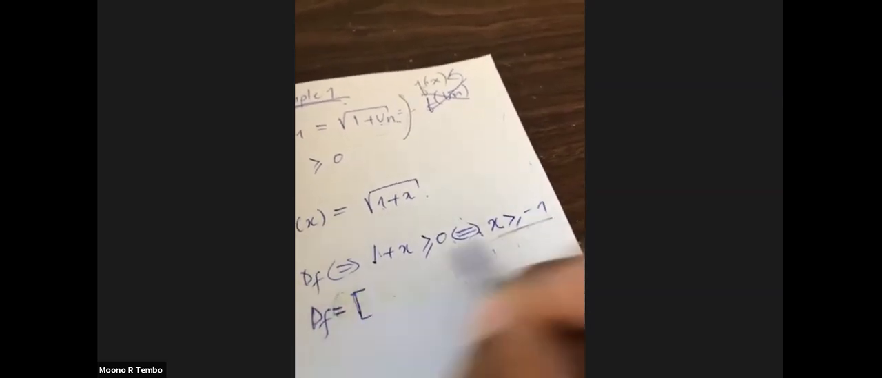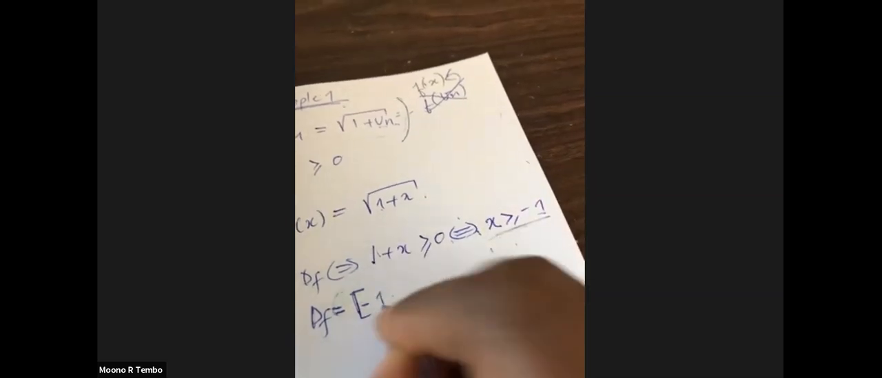So what we're going to say is that the domain of the function is equal to that, since -1 here is a certain point, so -1 there, and then x is greater than or equal to -1. What does the D mean? The D means domain of the function. Df, domain of the function. Okay.